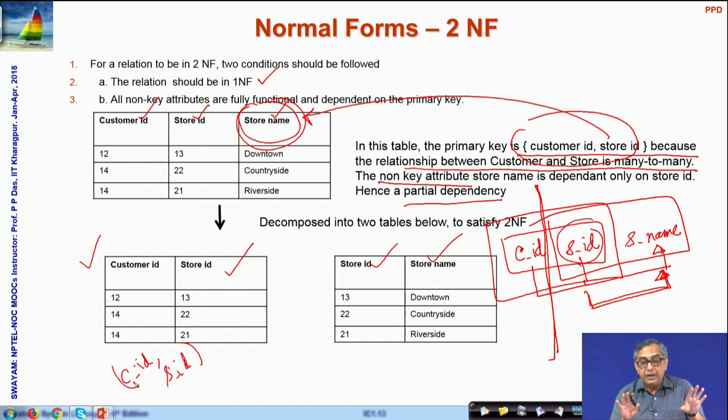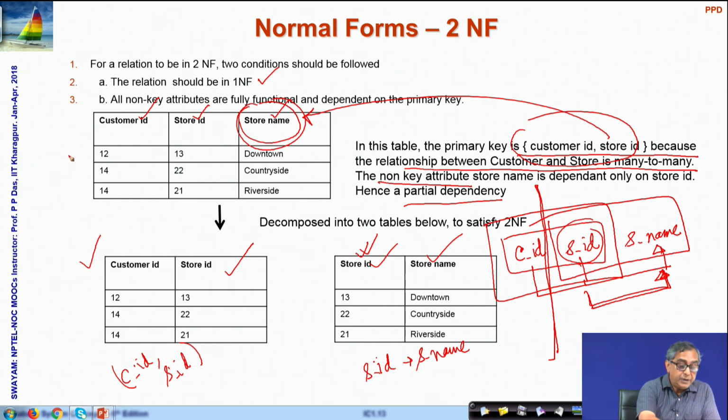There is no functional dependency that holds on this. Therefore, both of these attributes together will have to form the primary key, whereas here I have SID determining S name, the store name, and store ID will be the functional dependency. So, all the information that I was keeping here is available in terms of these two tables.